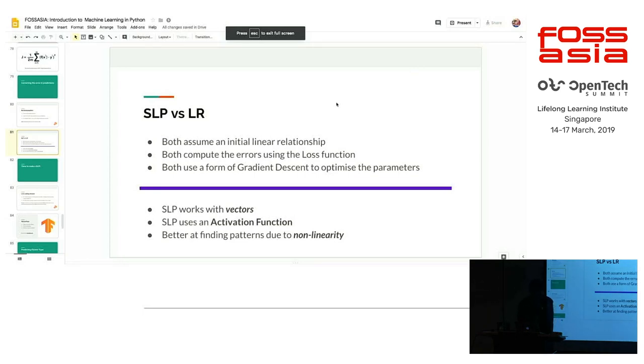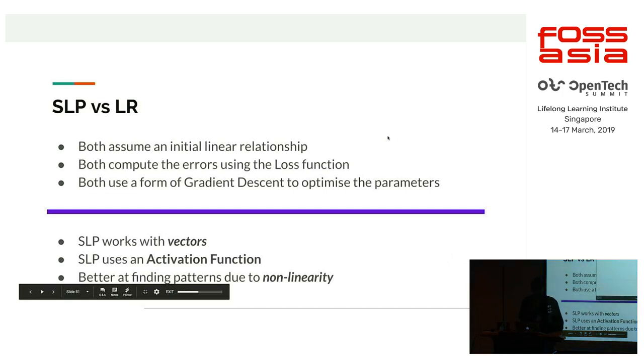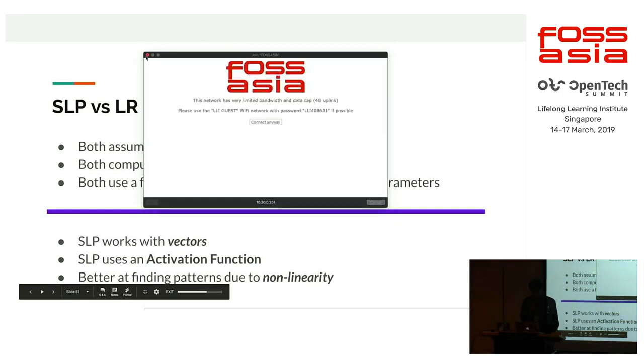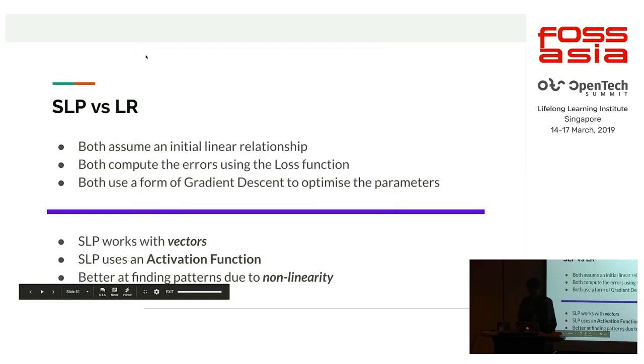So if we were to do a final study on single layer perceptrons and linear regression, we can see that both of them assume a partial or semi true relationship of y equals mx, a linear relationship. Both of them compute the errors, or the change in errors, using the loss function. Both of them use some form of gradient descent. In single layer perceptrons, we use backpropagation, but in linear regression, we use gradient descent. But invariably, they both do the same thing of passing the error from the prediction to the functions that gave it the value.